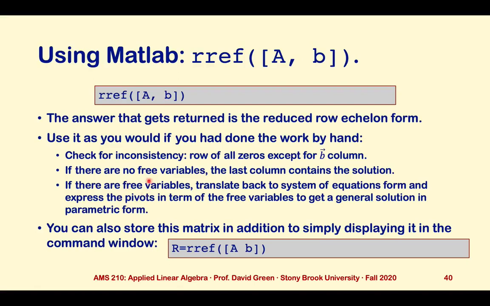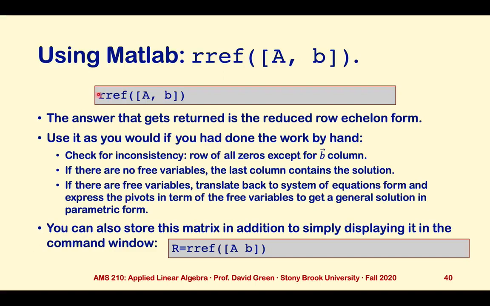This is something best done by simply translating back into a system of equations, not within Matlab, and writing the form down. Okay? So this is really a tool to reduce the effort involved in performing the steps of Gaussian elimination, but it doesn't change what you do once you get that form.